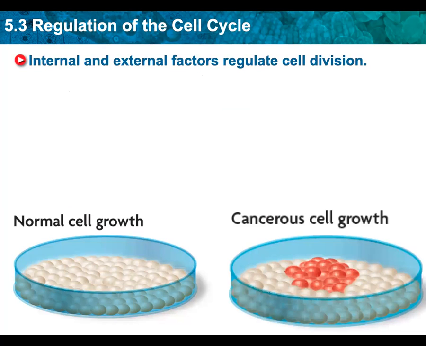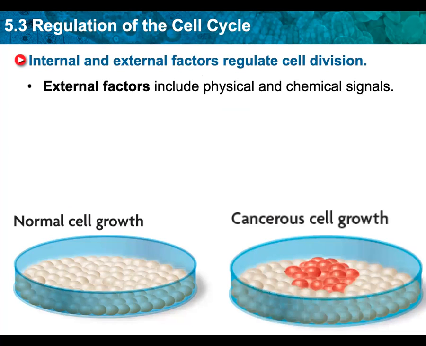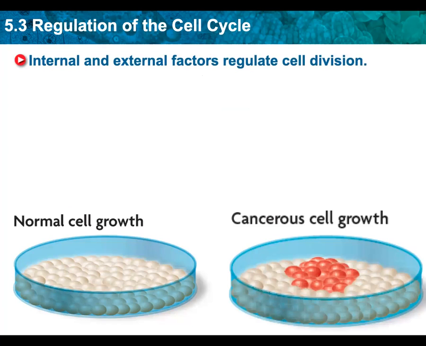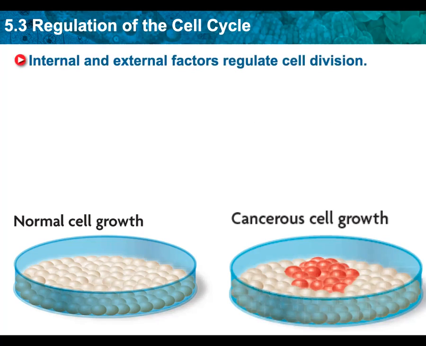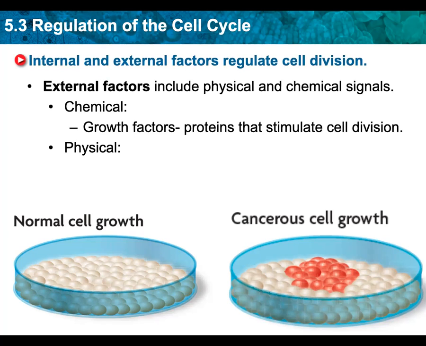Internal and external factors regulate cell division. External factors include physical and chemical signals. There are chemical signals that change how the cell grows and divides. Growth factors are the chemicals that stimulate cell division. When you need to grow, the body sends out growth factors, which are proteins that tell the cells to divide. So that's a chemical factor that tells the cells to start to reproduce.